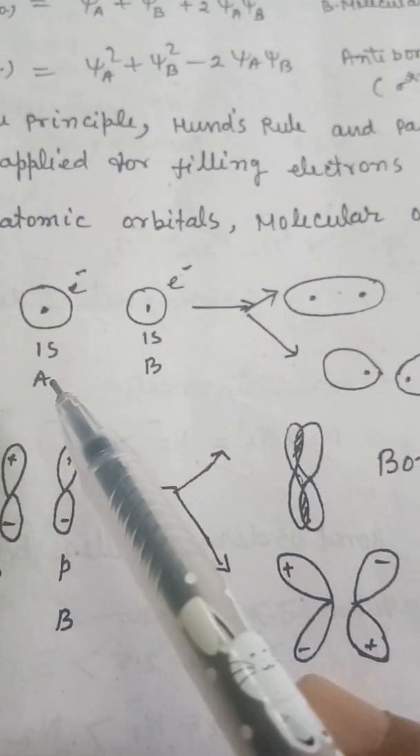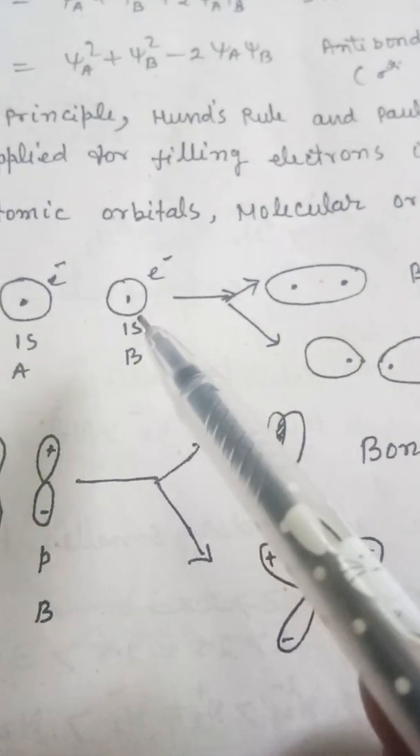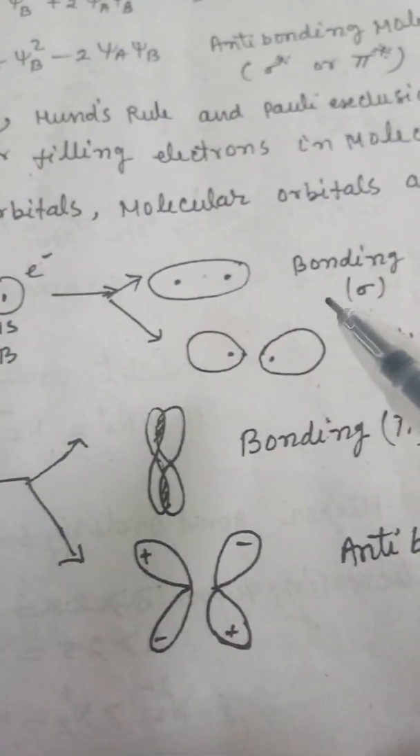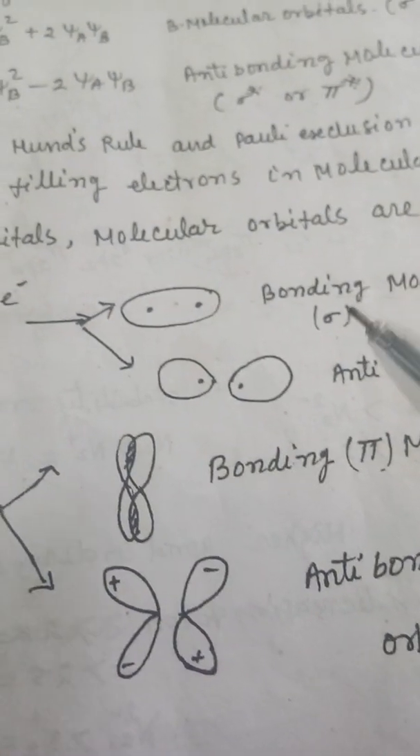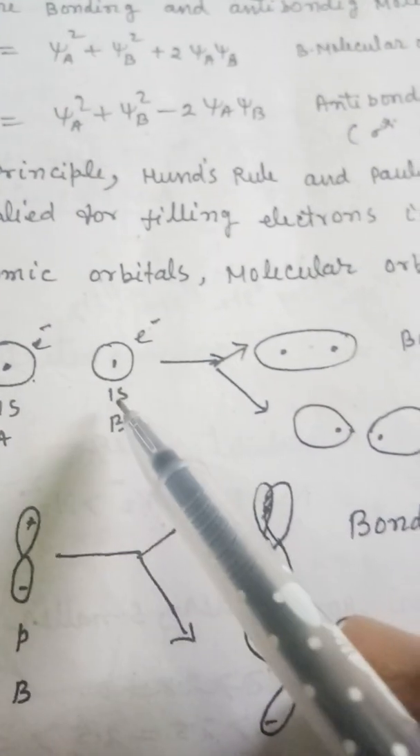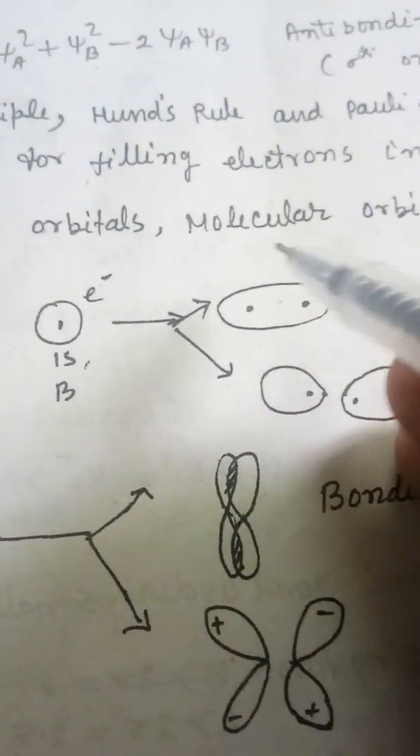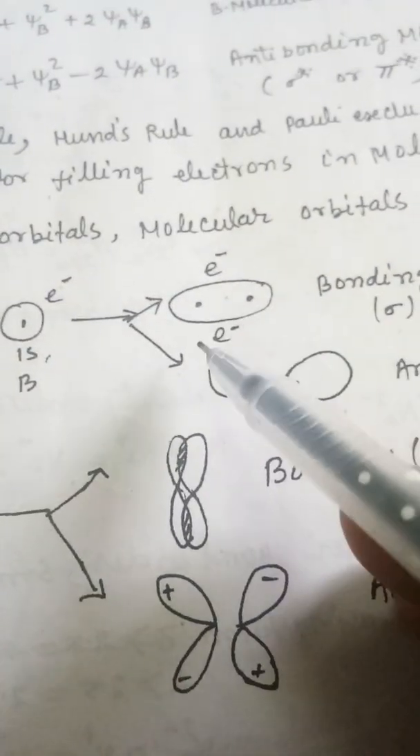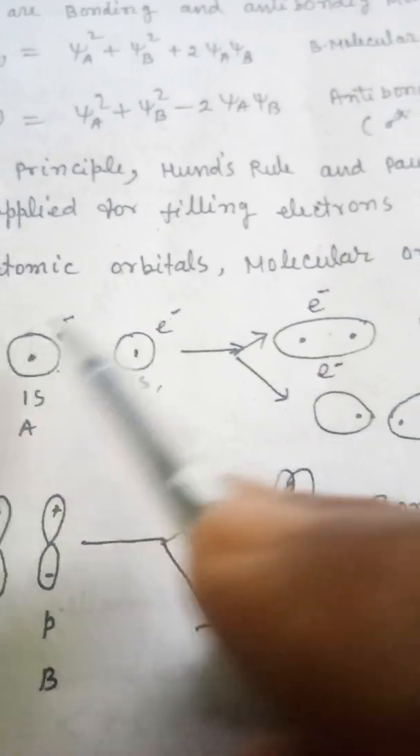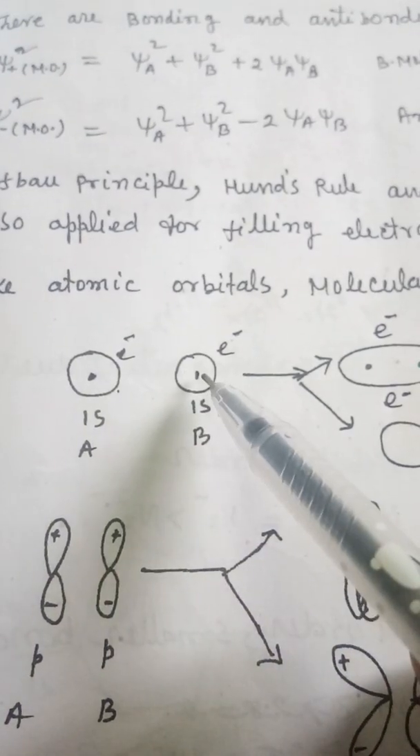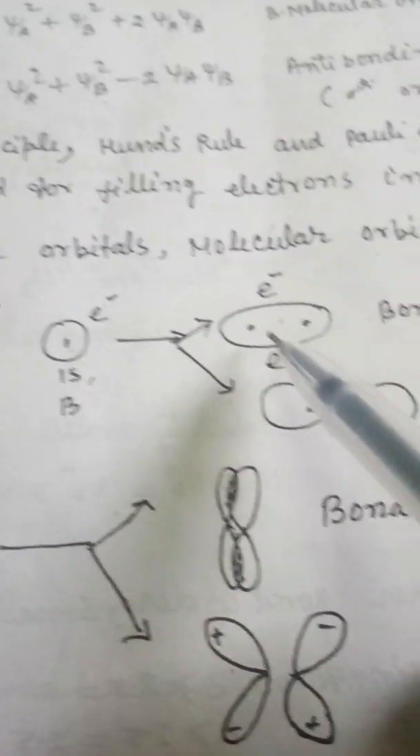So what will happen? 1s atomic orbital of atom A and 1s atomic orbital of atom B linearly combine, giving the bonding molecular orbital and anti-bonding molecular orbital. This is the bonding molecular orbital. Now electrons of this 1s and this 1s both are like this. You can put here 1 electron, here 1 electron. So both electrons revolve around all the nuclei. Suppose this is one atom, this is another atom, this is one nucleus, another nucleus.